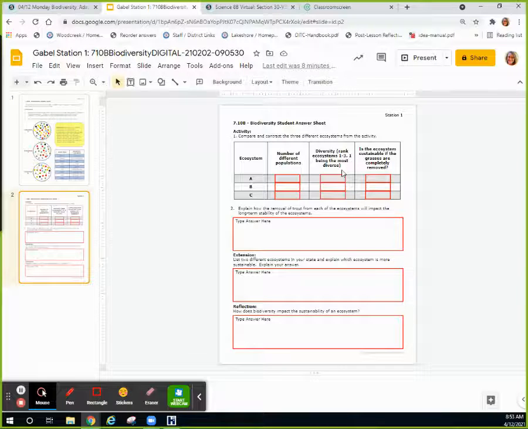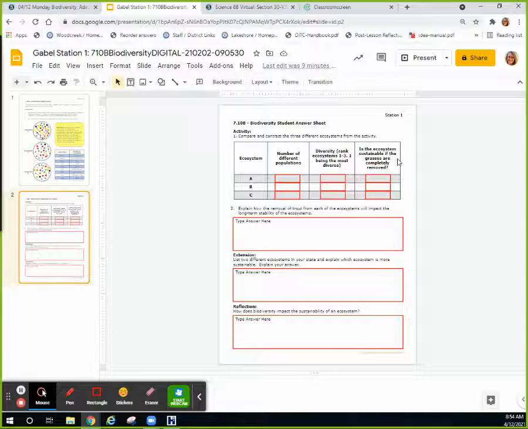So however many different colors or different populations are present in this petri dish is how we would rank them. Okay, so we would probably rank ecosystem A the most diverse because it had almost all of the colors of dots, whereas ecosystem B was missing some dots, so that would get a 3. And then we would decide if the ecosystem is sustainable, if the grasses are completely removed.